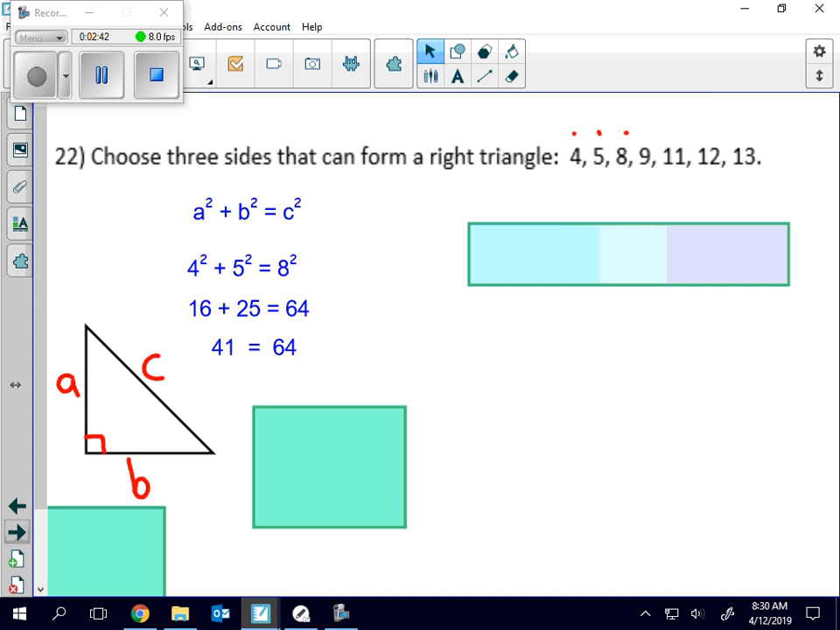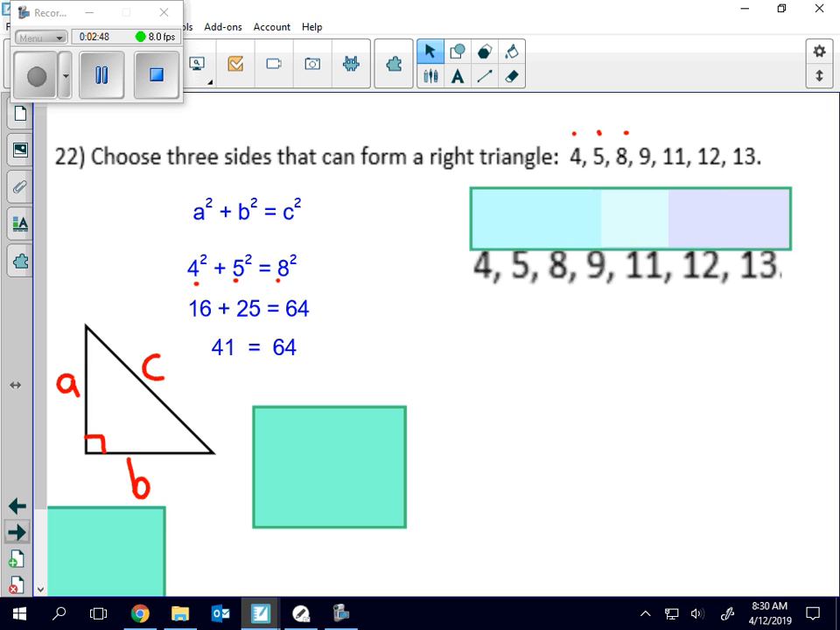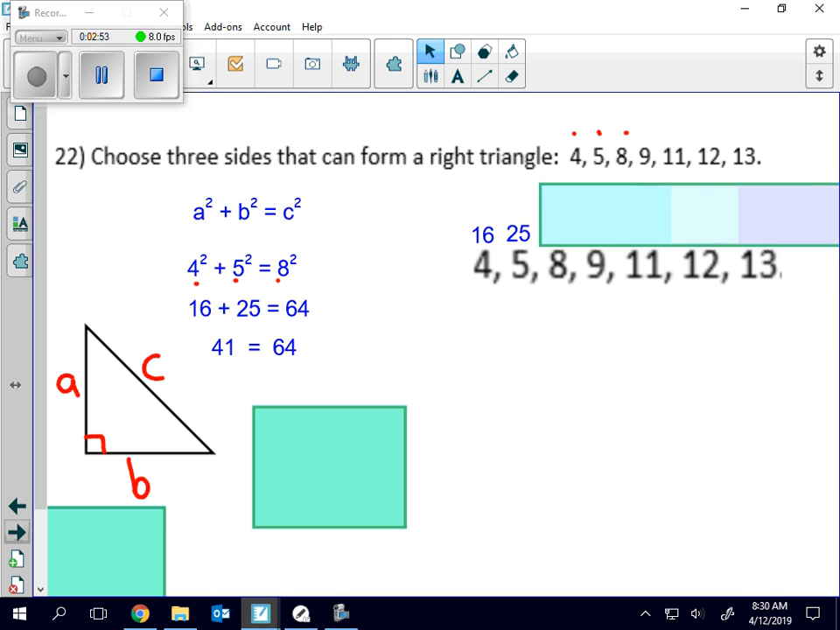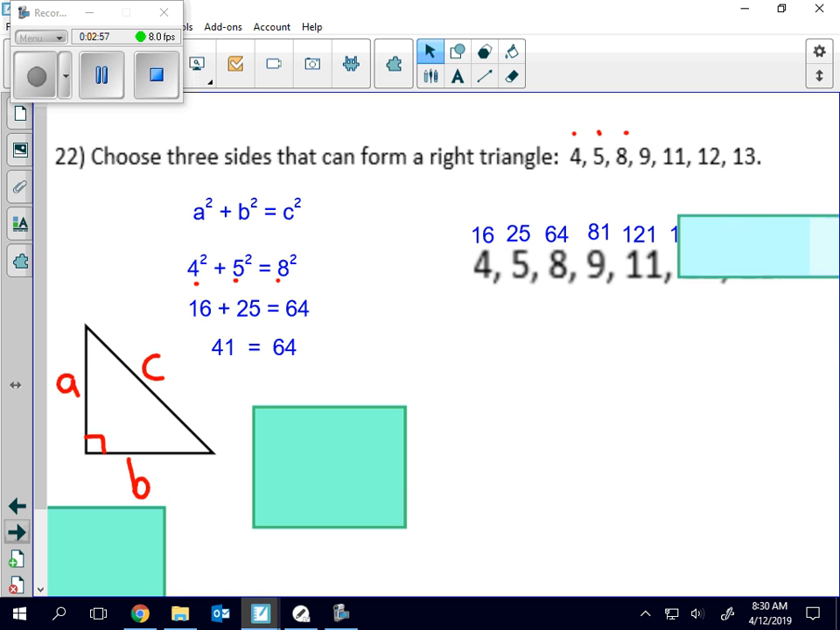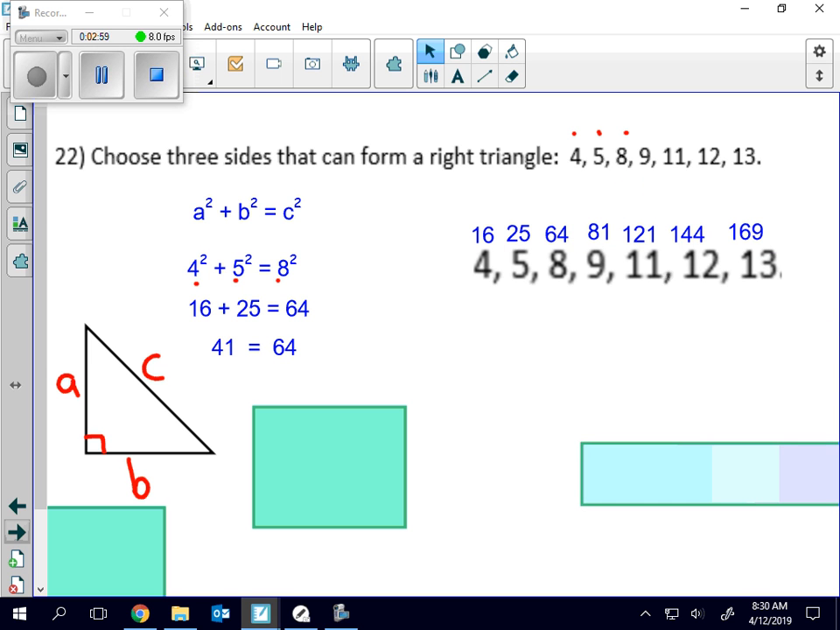But notice we're going to be needing to square all of our numbers. So I took all of our side lengths and I squared them. 4 squared is 16, 5 squared is 25, 8 squared is 64, 9 squared is 81, 11 squared is 121, and so on. Now I've got the numbers I want to make add up. And you've got to fiddle around and find the ones that work. And it turns out that 25 plus 144 equals 169.